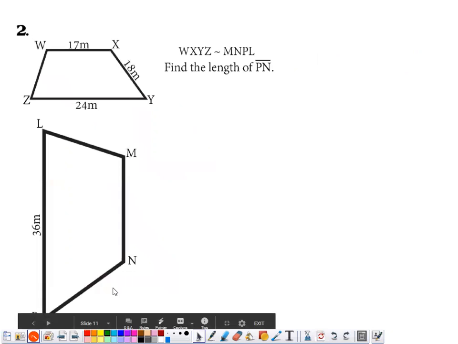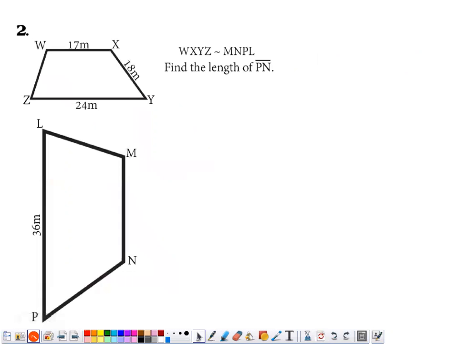Quadrilateral is just a fancy name for a shape with four sides. Go ahead and color your corresponding sides. Color your matching sides.